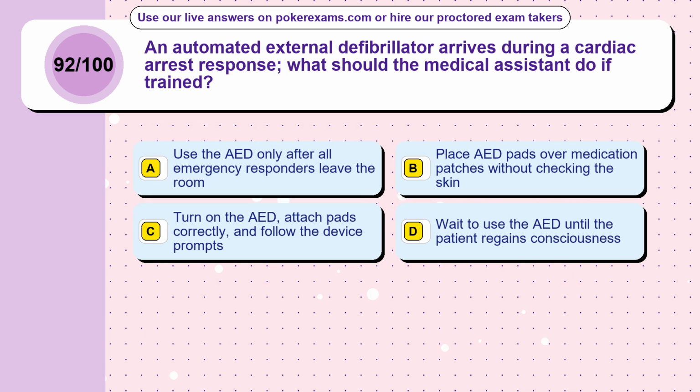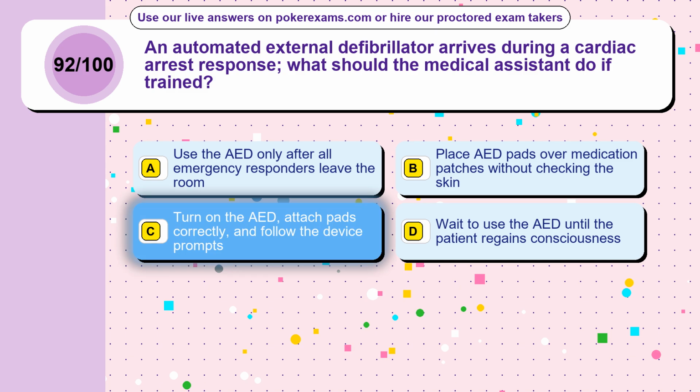Question 92. An automated external defibrillator arrives during a cardiac arrest response. What should the medical assistant do if trained? Option A. Use the AED only after all emergency responders leave the room. Option B. Place AED pads over medication patches without checking the skin. Option C. Turn on the AED, attach pads correctly, and follow the device prompts. Option D. Wait to use the AED until the patient regains consciousness.